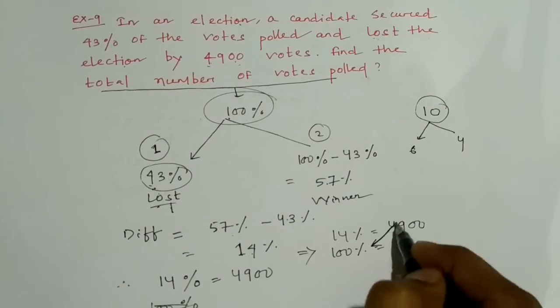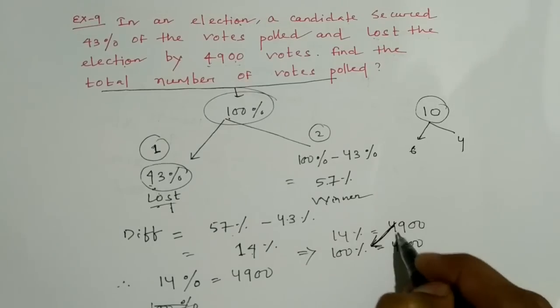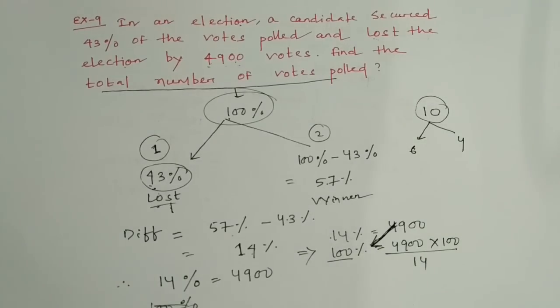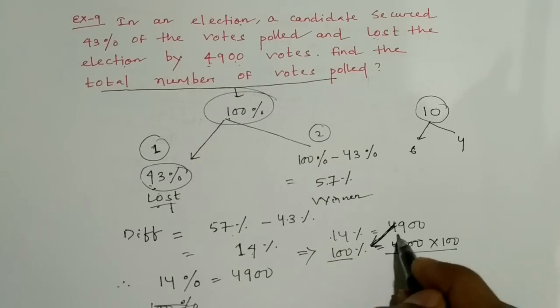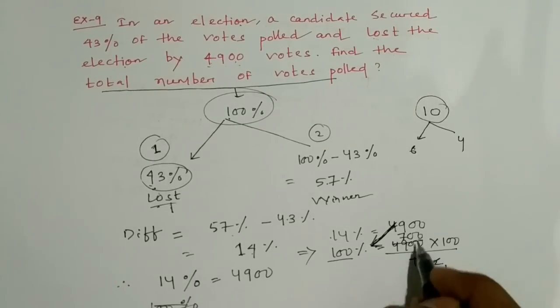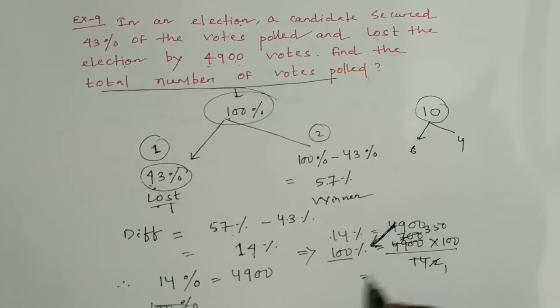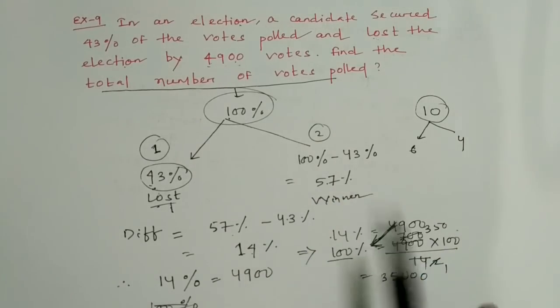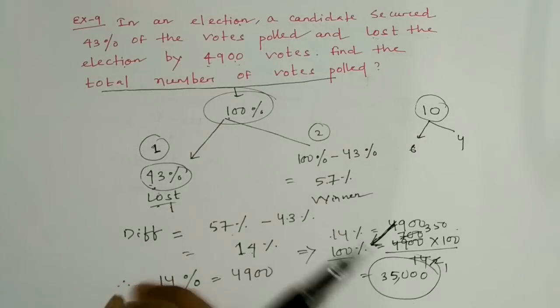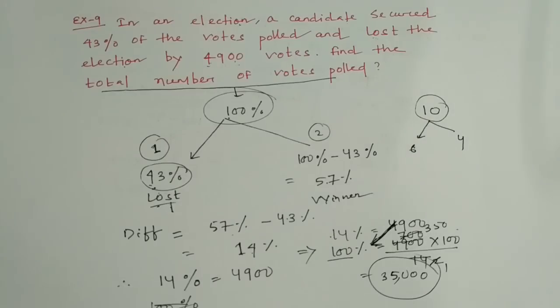First we have to do 4900 into 100, and this will be divided by 14. So 7 sevens are 49, 7 twos are 14, so 350. Then 350 into 100, that is 35,000. So the total number of votes polled is 35,000. Is it clear? If it is not clear, then please comment that sir it is not clear, please do it again. I will do it for you.